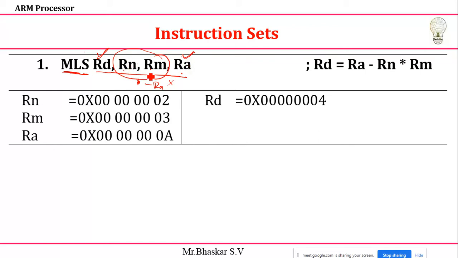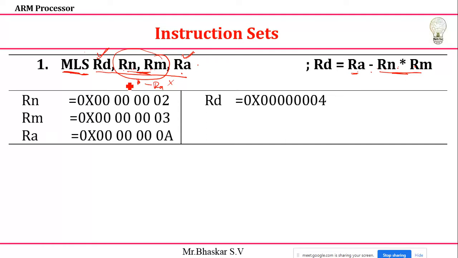Between these two I have some number registers. These two registers it will multiply. You can see Rn and Rm it will multiply. The result is subtracted from the last register value, that is RA. RA minus Rn into Rm.